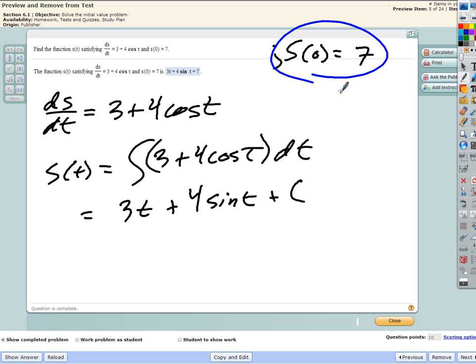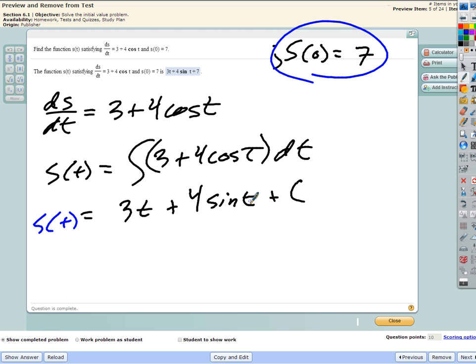But we have this information, so aren't you going to plug 0 into t? Exactly. So if we plug in 0 for t, what do we get? Well, we get 0 plus 4 times sine 0. What is sine of 0? 0. So we get 0 plus C, and that equals 7. How'd they get 7? What the heck did they do?